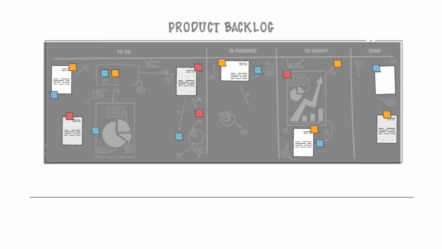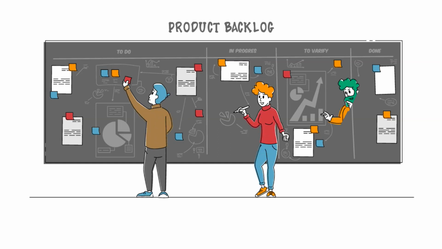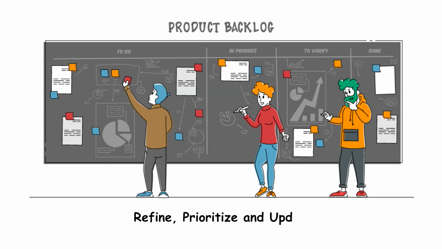You have to update the product backlog constantly. You will have loads of ideas in your backlog for improving your product. But most of the ideas will require refinement to make their way to development. So, refine, prioritize, and always keep the product updated.